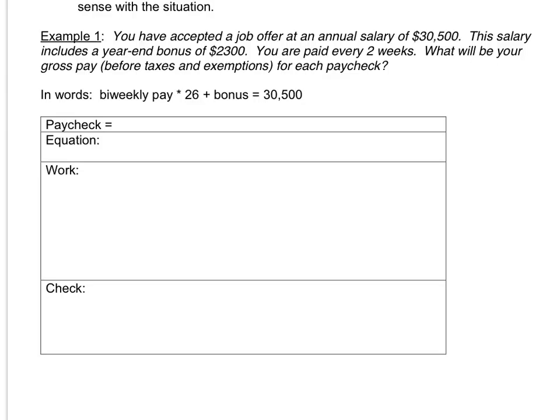Okay, well, in words here, you have biweekly pay because it's paid every 2 weeks. There's 52 weeks in a year, so divide that by 2, you get 26, plus the bonus equals 30,500. So we're trying to figure out what our paychecks are. Well, they're x. So you have 26x plus the 2,300 equals 30,500.